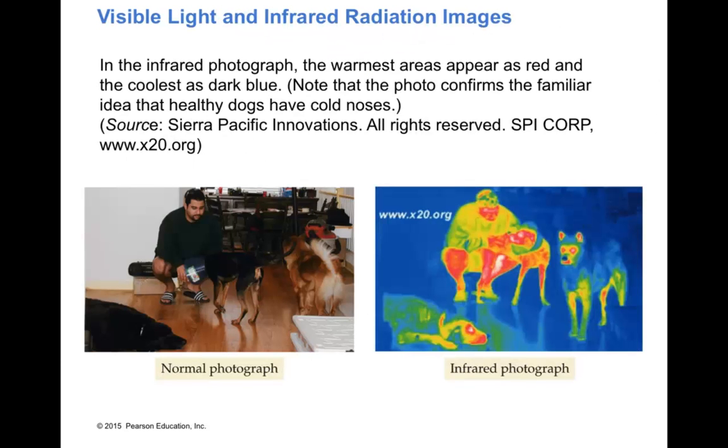So here we have the comparison between a normal photograph on the left and the infrared photograph on the right. The warmest areas appear as red, as we can see here: the dog, the face of the man, and the hands and the legs. But also in this picture, you can confirm the familiar idea that healthy dogs have cold noses. We can see here the blue nose of this dog and this one, because they don't emit as much infrared radiation. So that means that those spots on the dogs are colder than the other parts of the dog. This is with the infrared radiation.